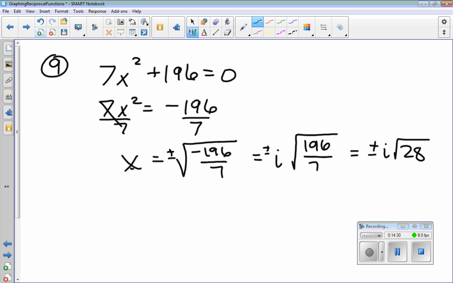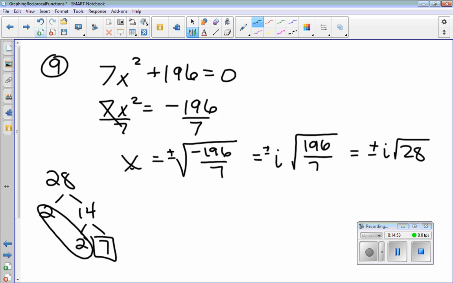Can 28 be simplified? Let's do a factor tree. What numbers go into 28? Gabby, put your head up, honey. What two numbers go into 28? No. 2 and 14, that would work. 7 and 4 would work. 2's come out, 7 stays underneath. Plus or minus 2i radical 7. Hopefully that's one of the answers.